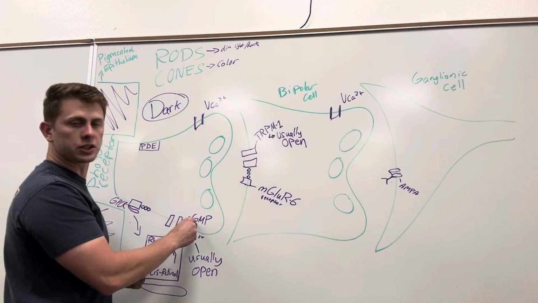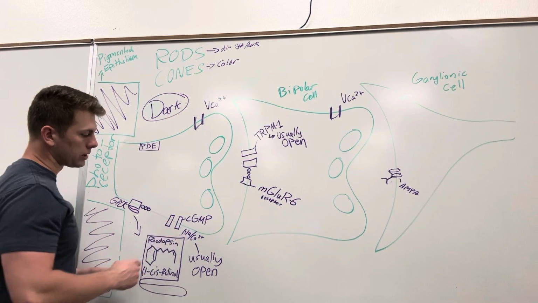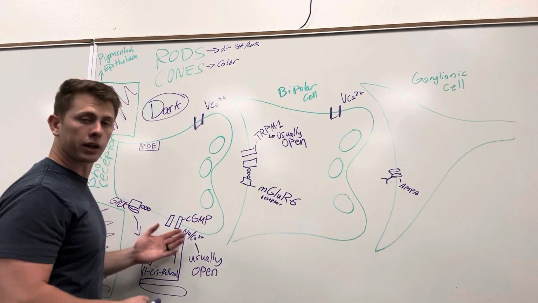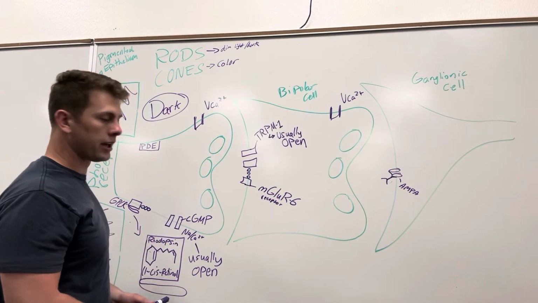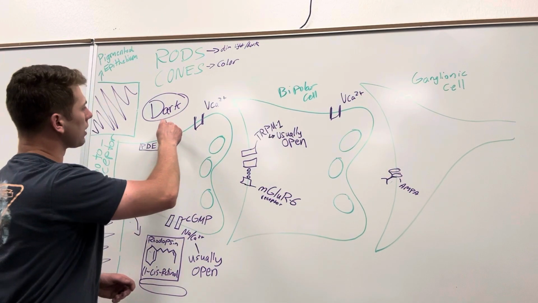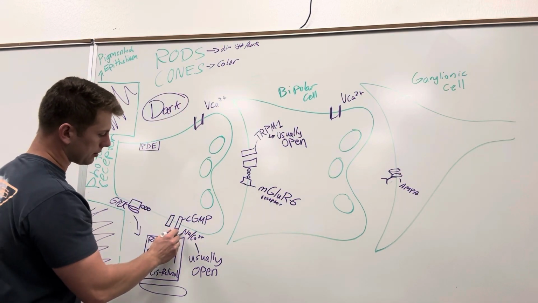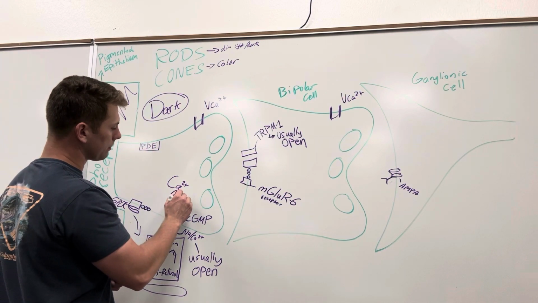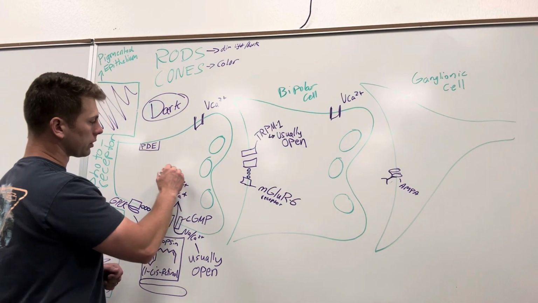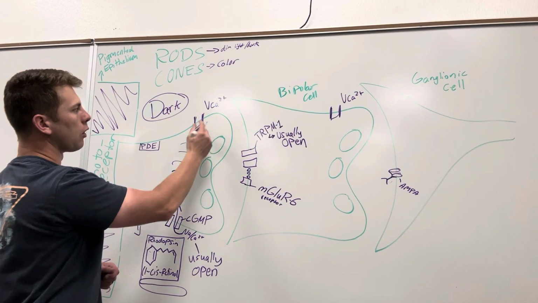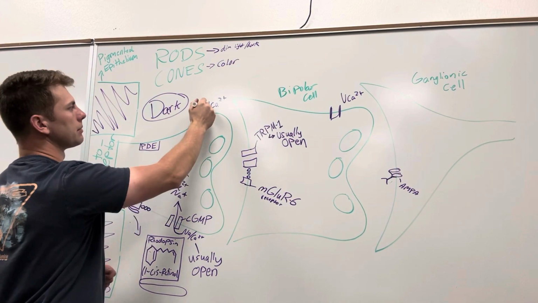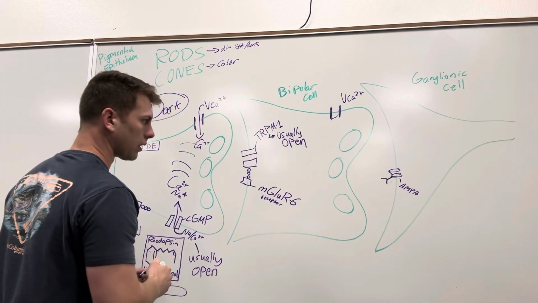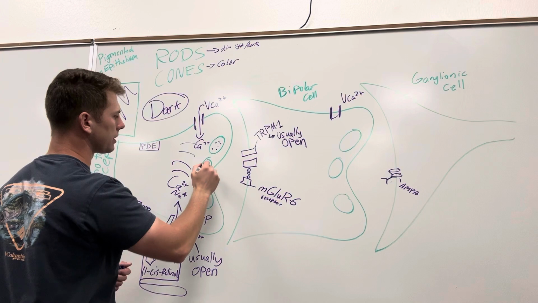So this is the cyclic GMP ionotropic channel, and it's non-specific. Sodium or calcium can go into the cell through here, and it's usually open. So in dark, with not really a stimulus, sodium or calcium will go into the cell, creating a depolarization, opening this voltage-gated calcium channel, allowing more calcium to enter the cell. Oh, I forgot to draw my neurotransmitters.